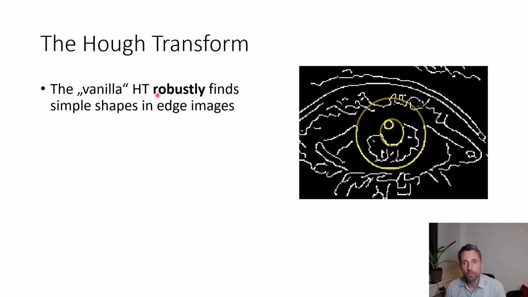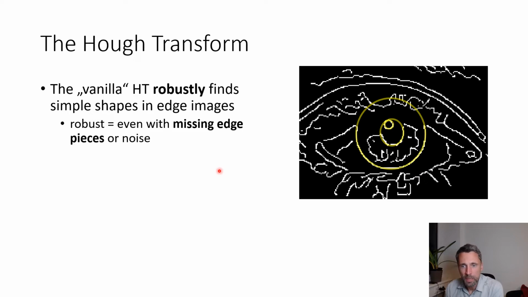So the Hough transform robustly finds simple shapes in edge images, like this one here. And robustly means that even with missing edge pixels, like here this upper arc of the iris of the eye, or even with image noise, so edge pixels that show up although there is no edge, or real edges that do not show up or show up somewhere else. The Hough transform really is robust against these natural variations in edge images.